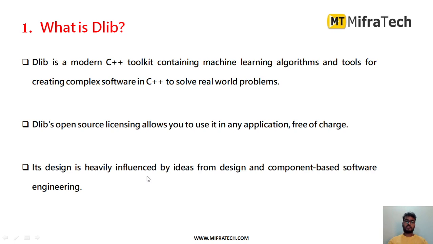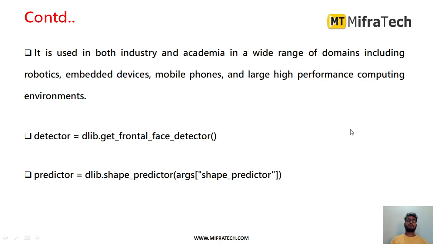As I told, it contains individual software components which are very helpful in face recognition, facial detection, and face landmark detection. There are a lot of applications where you can use this Dlib library. You can use it in machine learning like neural networks, and you can also use it with OpenCV. It is used for Python related applications, etc. It is used both in industry and academia, in a wide range of domains. As I told, it is used in robotics, embedded devices, mobile phones, and in large high performance computing environments. You can use this Dlib library, and there is mainly Dlib for facial recognition.